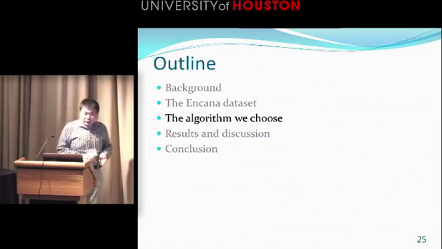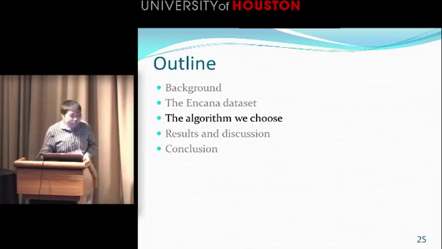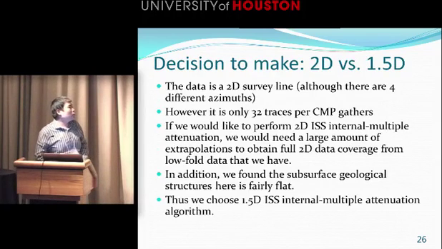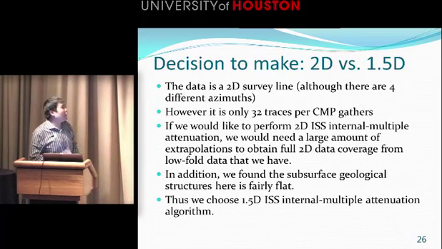After we have seen the data set, we need to decide what algorithm we should use. Here is the decision: 2D versus 1.5D. The data set is a 2D survey line. Also, they have 4 different azimuths, but the midpoints are just along one line, so this is a 2D line.